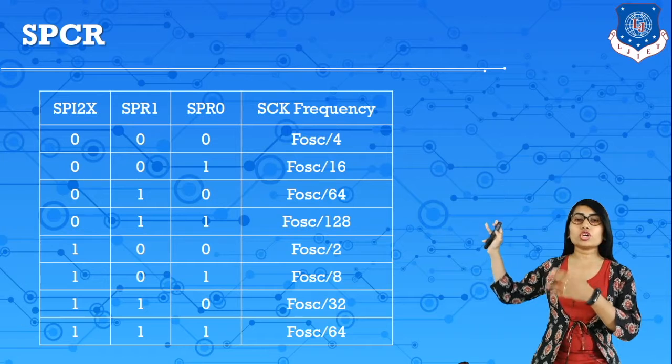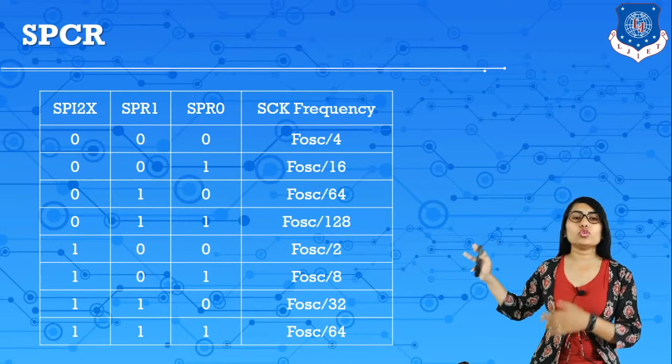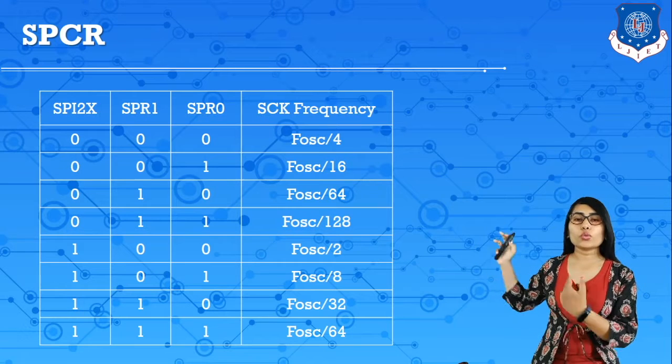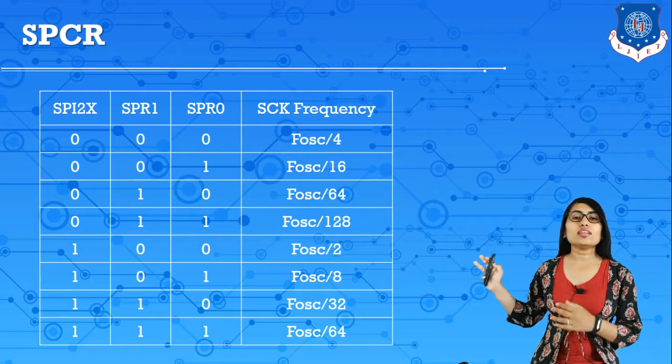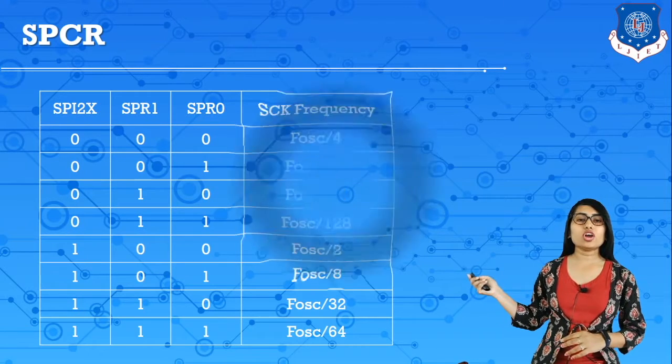So here we have the clock frequency. If all bits are 0, then FOSC divided by 4. If 001, FOSC divided by 16, then 64, 128, 2, 8, 32 and 64. So these are all the deciding factors for SPI clock frequencies.